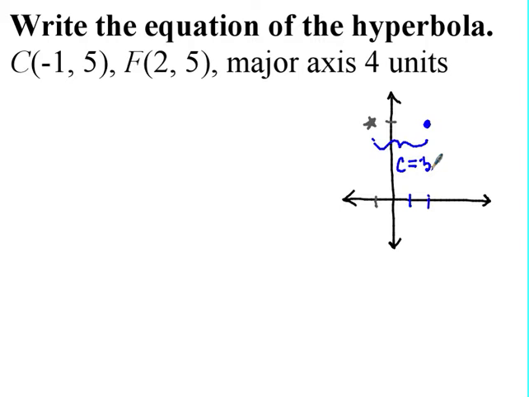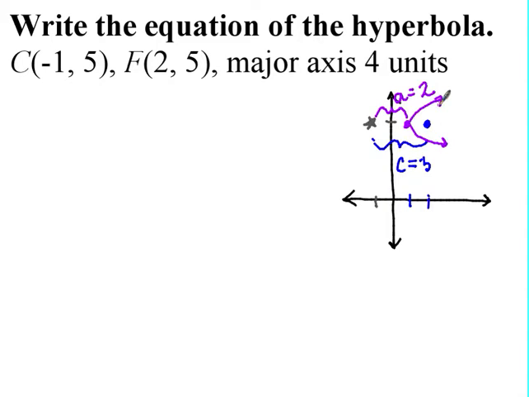Now the next one, they say that the major axis is 4 units long. Now when we think about 4 units long, how far from the center will one of the vertices be? 2. 2, very good. So here's going to be where one of the vertices is. And so I know that A has to equal 2. Okay, and what direction is it going to open? Left to right. So it's going to open this way.